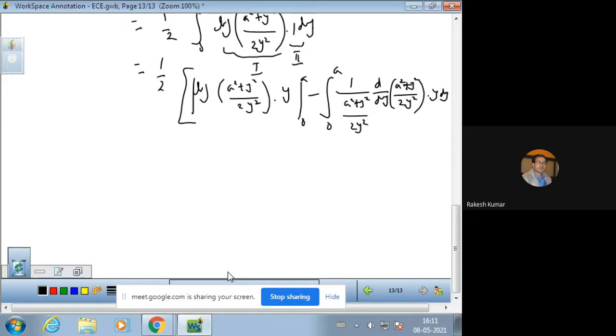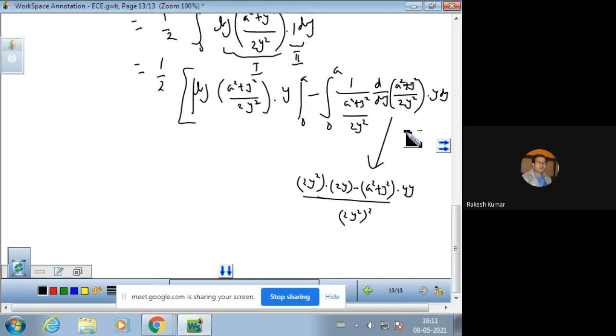So now you need to find out the derivative of this term. इसका derivative हम लोग separately find कर लेते हैं. So that is the u over v formula: (2y square) whole square, and v as it is into derivative of u, that is 2y, minus u as it is into derivative of v, that is 2 into 2, 4y.